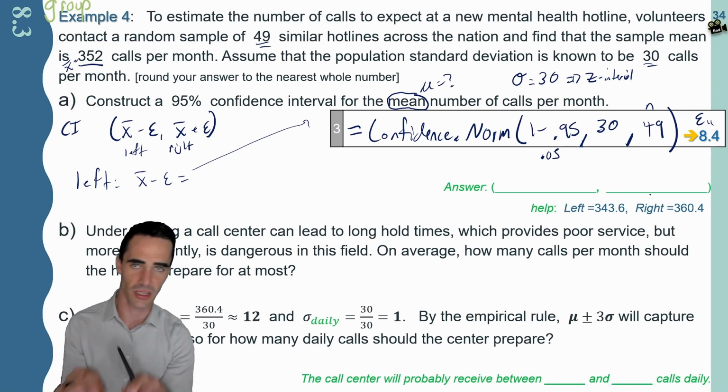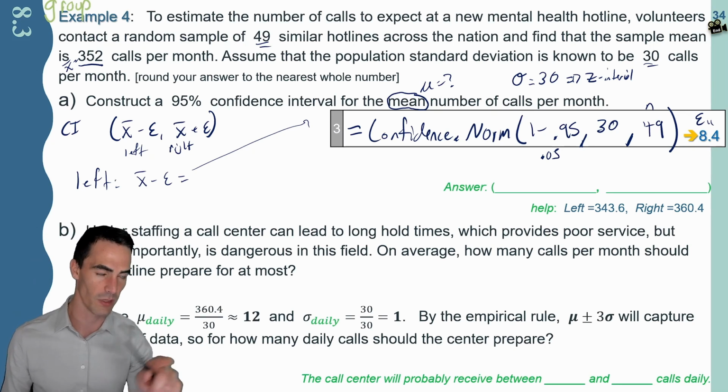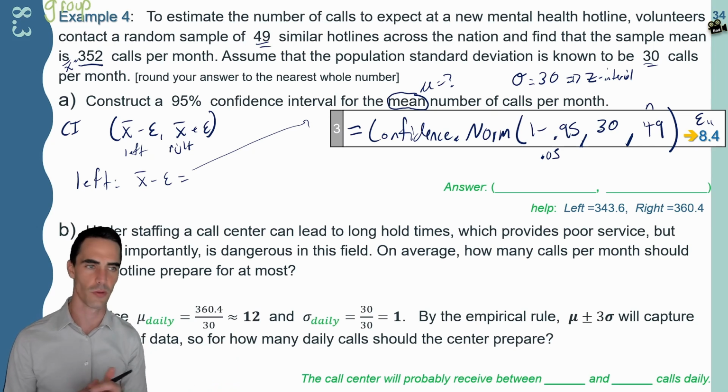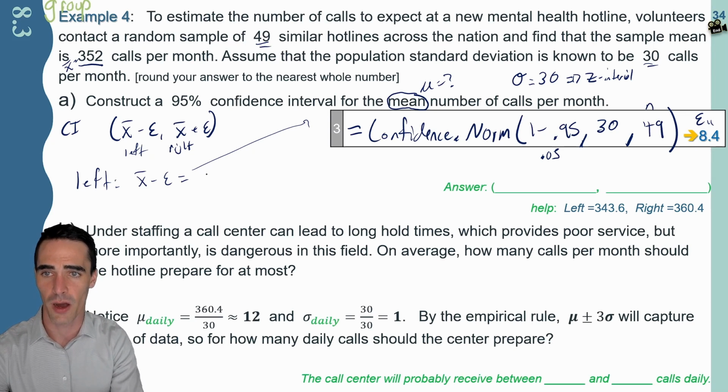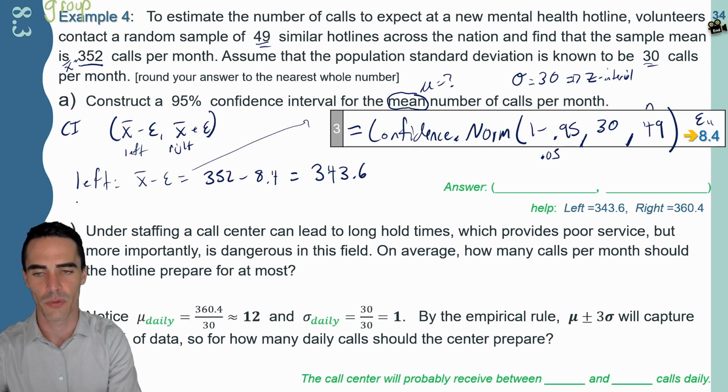And again, you can check me, go in Excel, type in just like I wrote. You should end up with approximately 8.4. You might get more decimals. So I have the 2 ingredients I need now. The sample mean X bar is 352 minus my margin of error, which is 8.4. You can subtract these together. You should end up with 343.6 for my left endpoint.